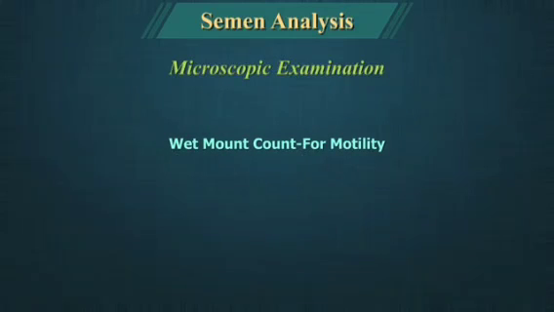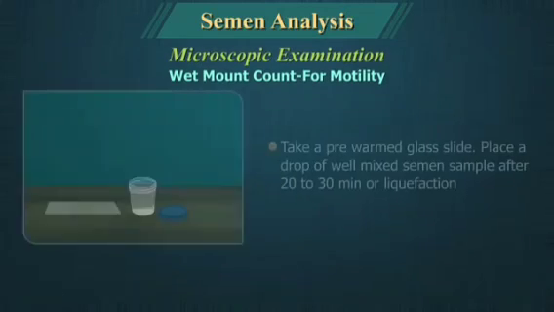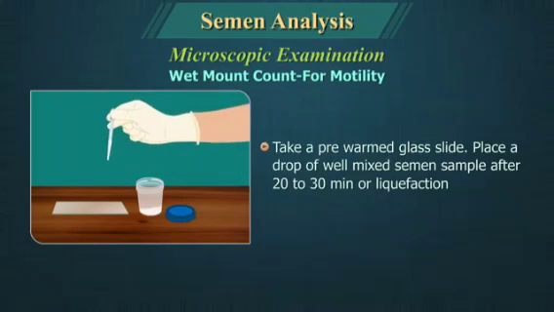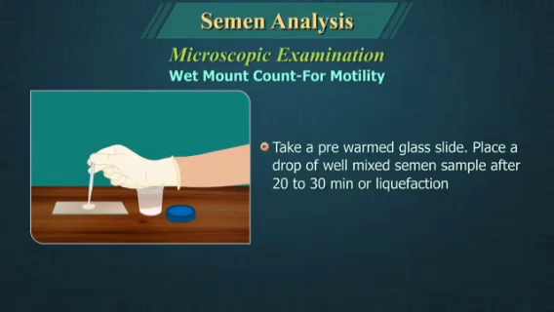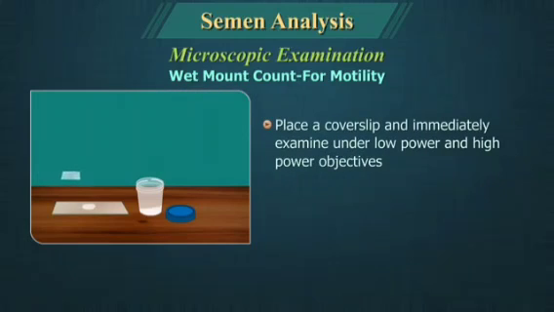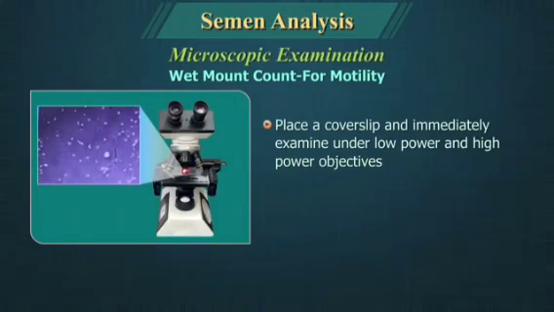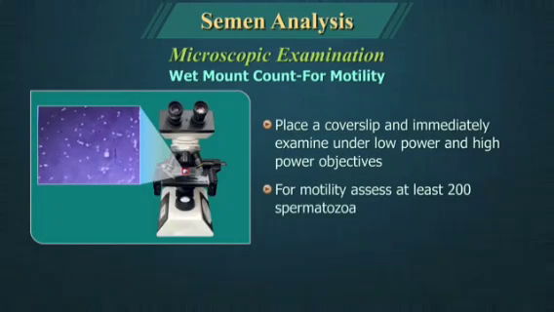Wet mount cover slip preparation. Take a pre-warmed glass slide. Place a drop of well-mixed semen sample. Place a cover slip and immediately examine under low power and high power objectives. For motility, count at least 200 spermatozoa.